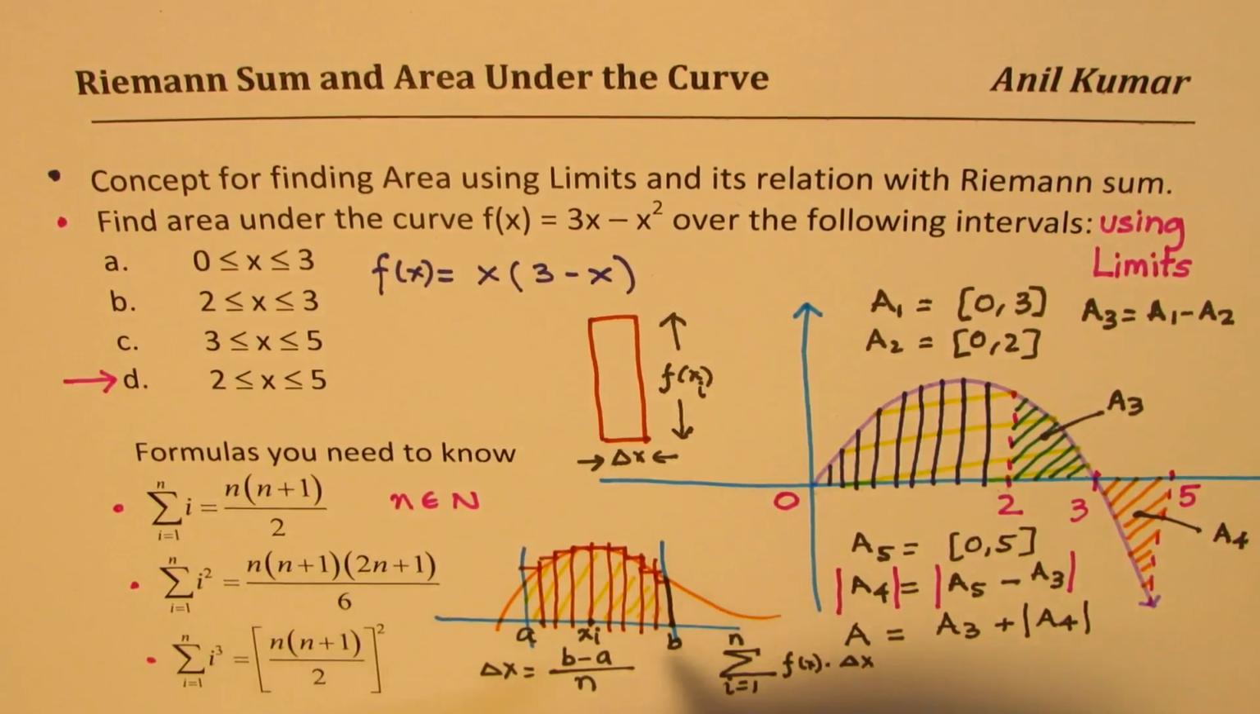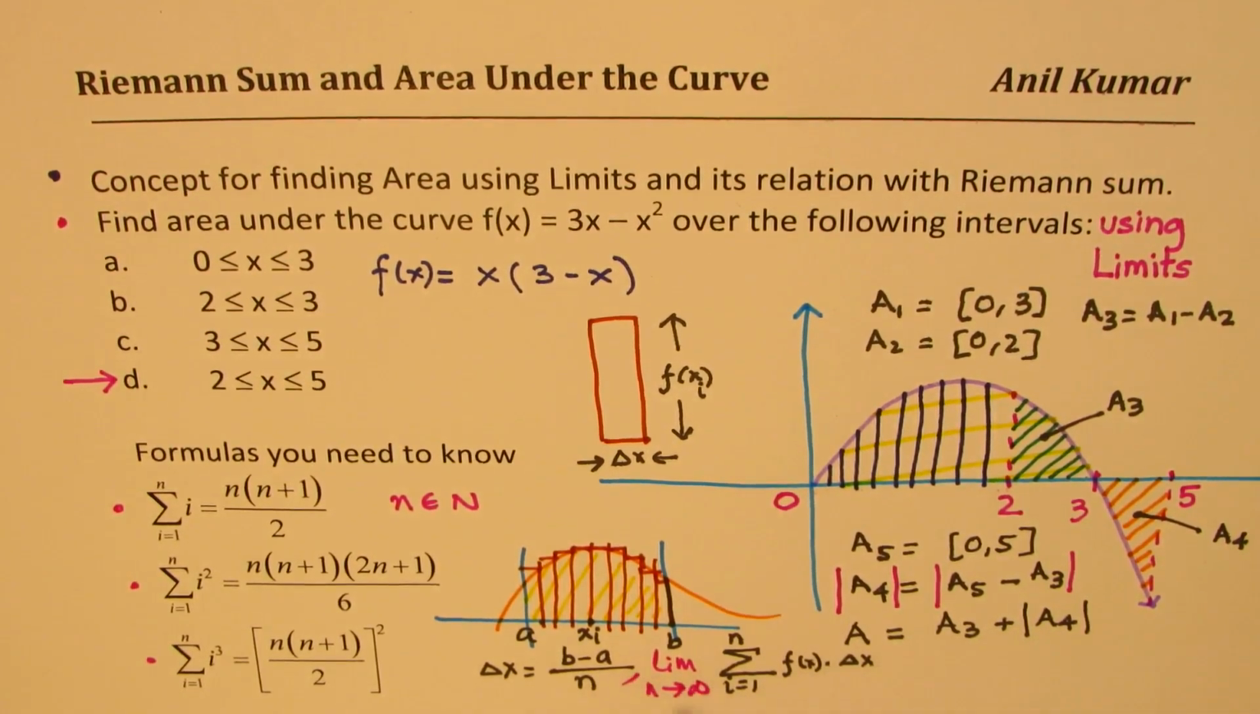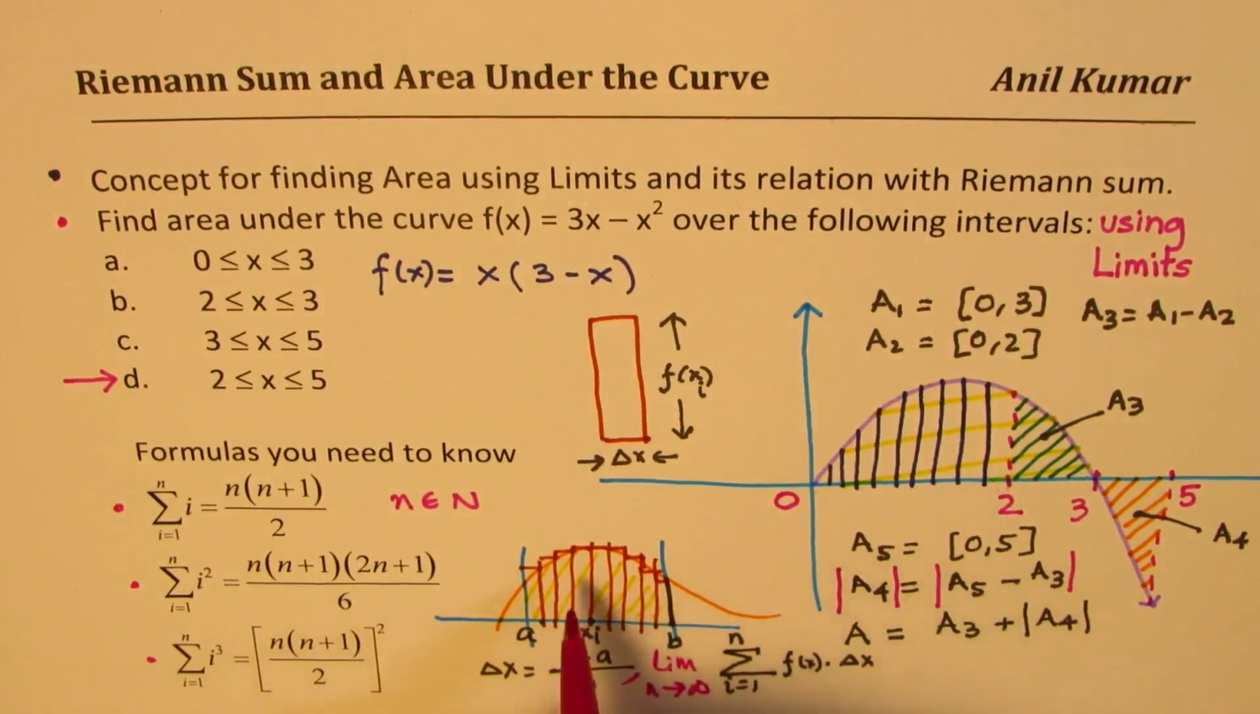So we write here limit n approaches infinity. Does it make sense to you? So they become very, very small and compact and exactly match the curve. Otherwise, it is an approximation, and this method is Riemann's sum.